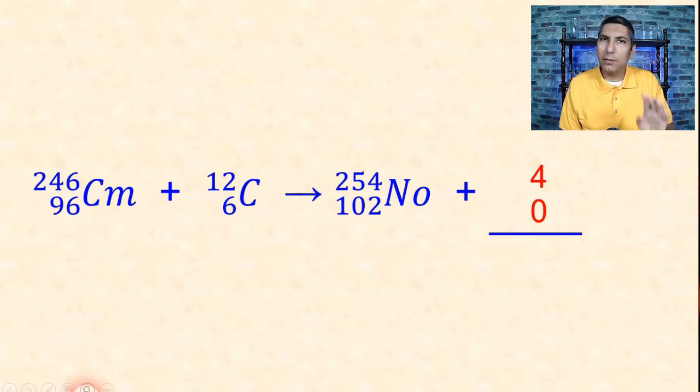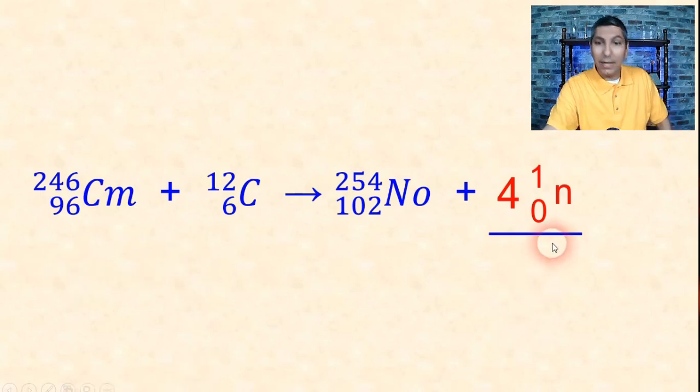Well, we don't know of anything that's a 4 over 0, but I do know of something that is a 1 over 0. And we call that a neutron, don't we? So maybe what we have is not just one neutron, maybe we have 4 of those neutrons. That would make sense, wouldn't it? 4 neutrons would give us a total of 4 particles on top and 0 particles on bottom. So that is our answer. The fact is this is not just one missing particle, it's actually 4 particles, 4 neutrons. So that's kind of a tougher example if you see something like this.